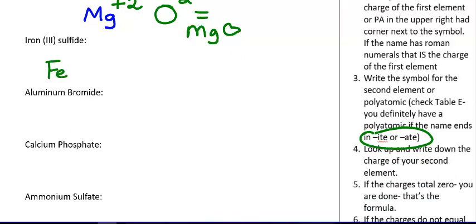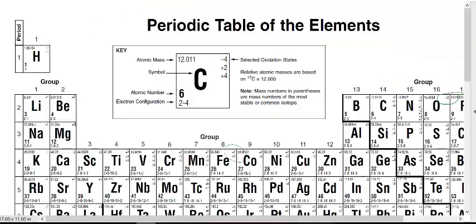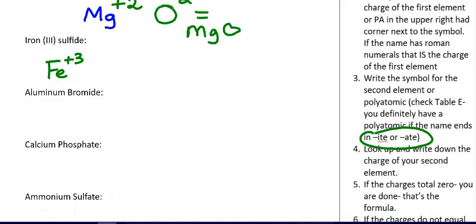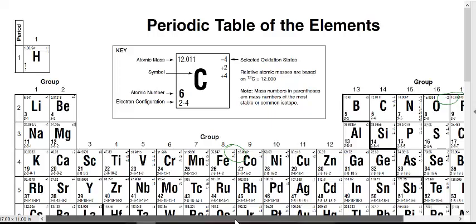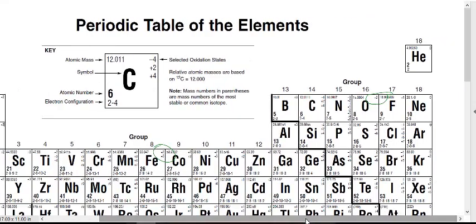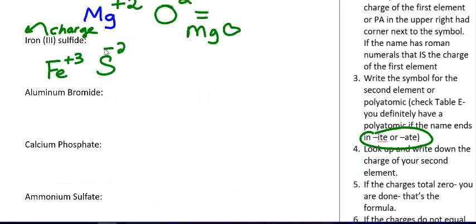So iron is Fe, and this 3 tells me it's iron with a +3 charge. I don't even need to go to the box for iron because if you go to the box for iron, there's 2 there, so you wouldn't know which one to use. That's why we have to tell you in the name. This is the charge of iron. Okay? Sulfur is S. You go here for sulfur, and you look up its charge. Remember, the metal's always positive and the non-metal's always negative. Sulfur is -2. So this gets a -2 charge.